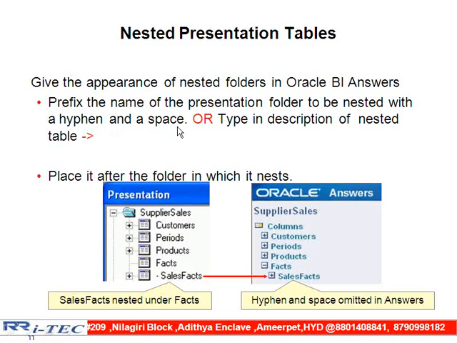With this we completed one thing that is called nested presentation tables. We have two syntaxes, and one more point I also gave: place it after the folder in which it nests. That means if you want this one as a nested folder for this one, then you need to keep it under this only. This one you want as a nested folder for customers means you need to keep this one under customers only. That is the meaning of this one.